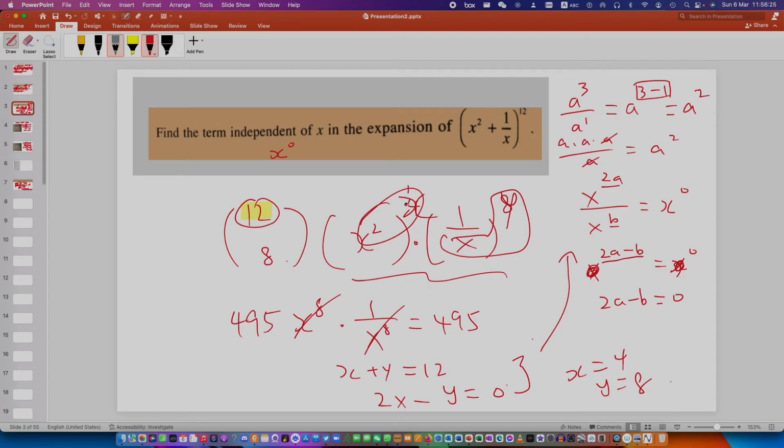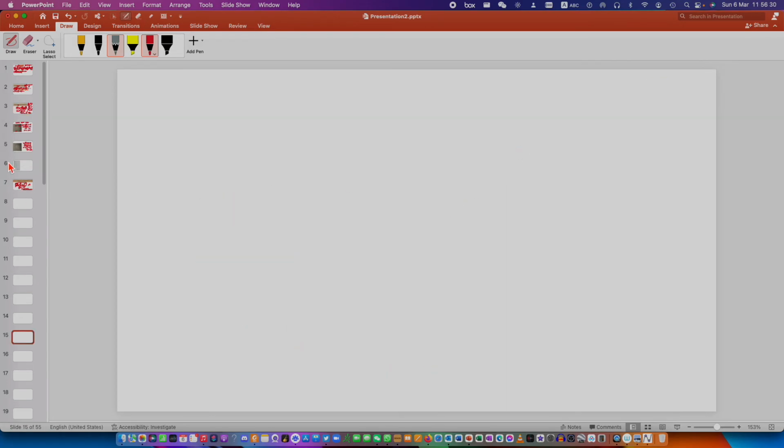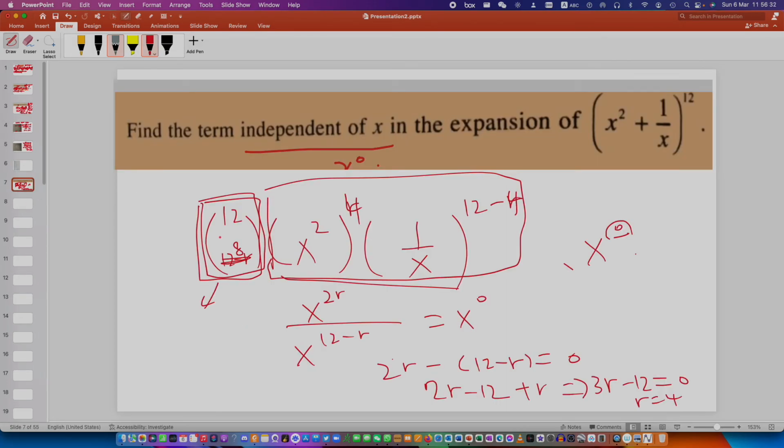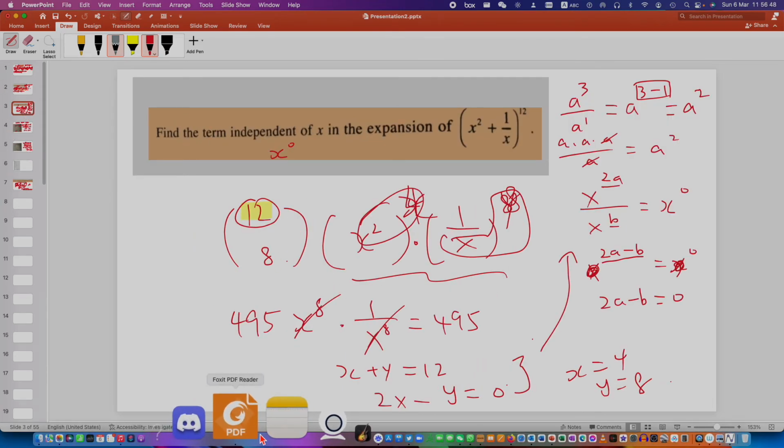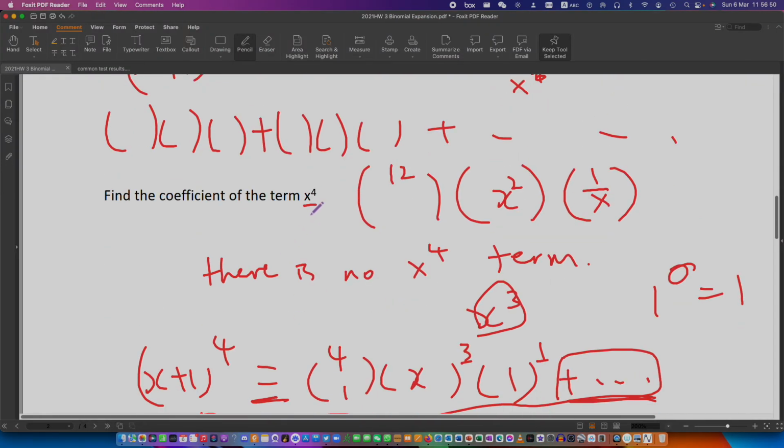So therefore I get a 4 here, I get 8 here, which is the same as this. Okay? So you go back and digest this part. And just now you asked me, there is no x to the power 4 term, how do I prove it? So you can prove it now using the general term formula.